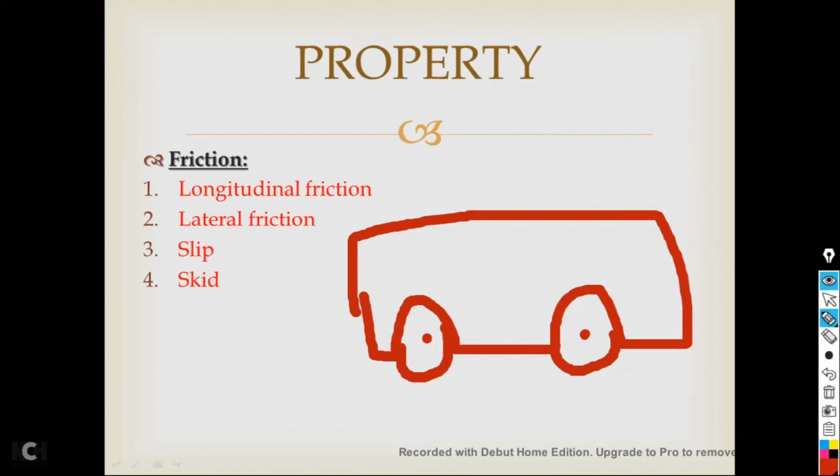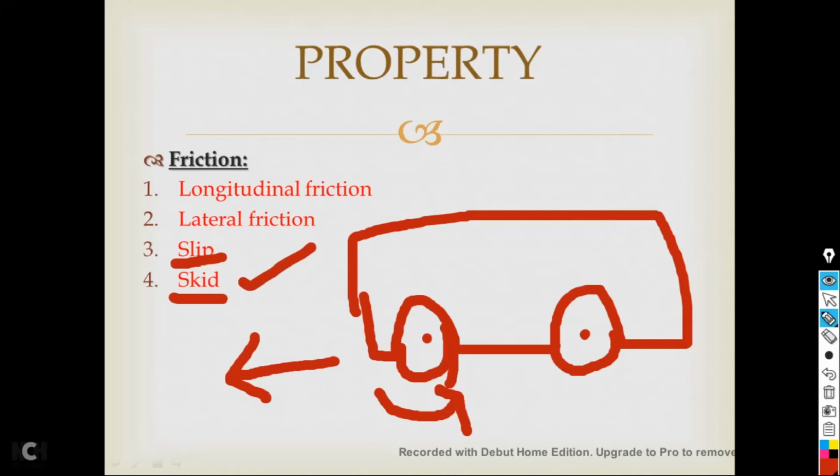then the amount of revolving of this tire is more than the displacement of this car. Okay, then this phenomenon is termed as slip. And what is skid? When the revolving is less but displacement is more. Okay, now you can easily understand the difference between slip and skid. Slip is when revolving of tire is more and displacement of car is less. And when revolving of tire is less and displacement is more, it is termed as skid.